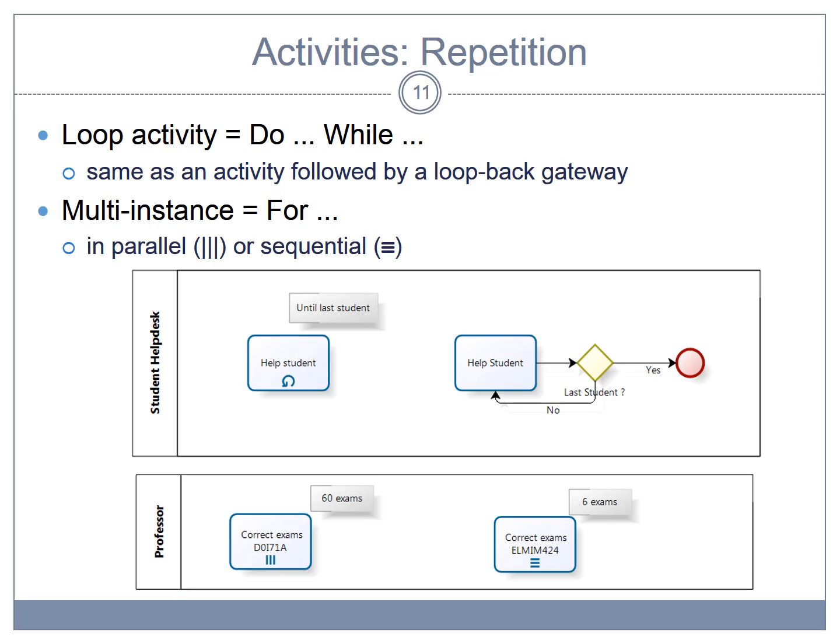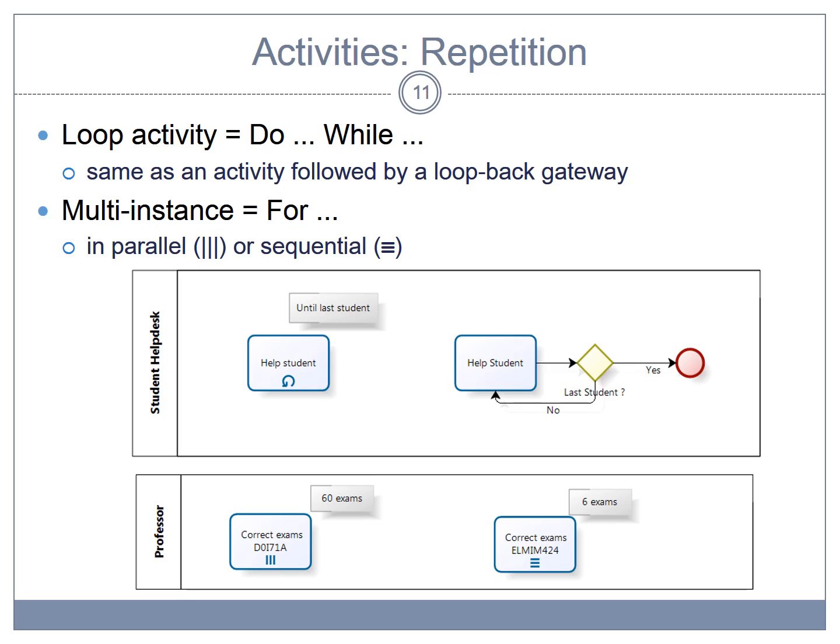The difference between the loop and the multi-instance sequential is that with the loop you have some kind of condition to test in order to know whether to stop or repeat once more, whereas with the multi-instance, you know in advance how many times you're going to repeat. So if you look at the examples, in a student help desk, you help students and it's a loop activity. So it means you help the students one by one, and you do this until you have helped the last student that was in a queue.